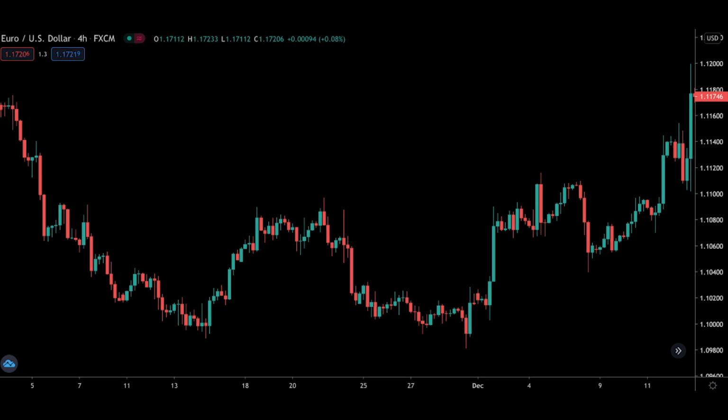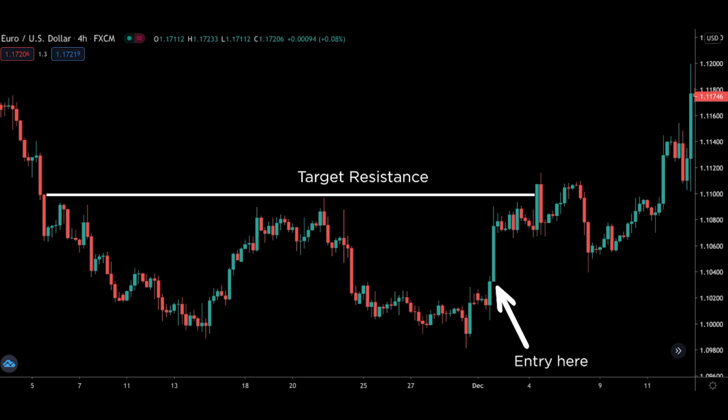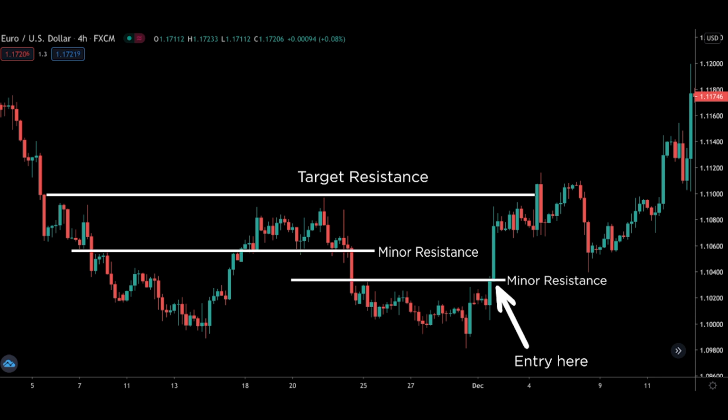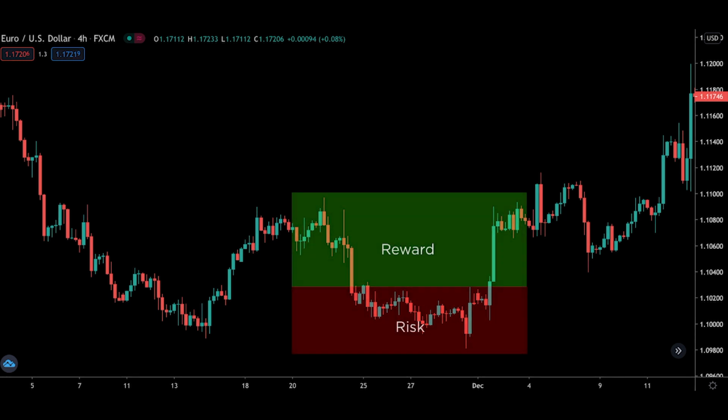In this chart, you might enter here and look to target the major resistance level over here. You also see potential minor resistance level along the way, which may prevent price from hitting your target take profit levels. Obviously, in this case, the reward is now much larger than the risk, yielding a favorable risk to reward ratio. The advantage of using this technique is that you can achieve a greater reward.